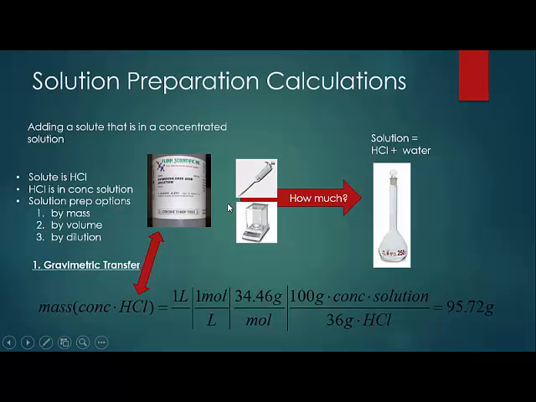That's as far as the calculation would need to go if, for example, we were doing a solute that was a pure solid, and all we needed was the molecular weight. But the solute is not pure. It's in the form of this concentrated solution. And we know the mass percent. It's 36% by mass HCl.